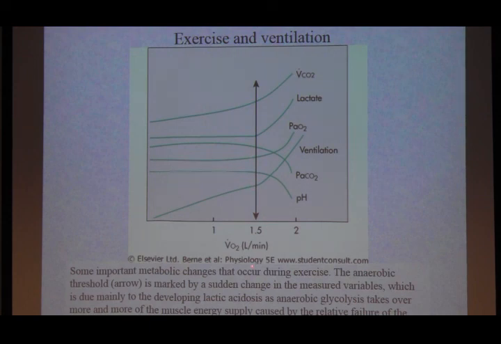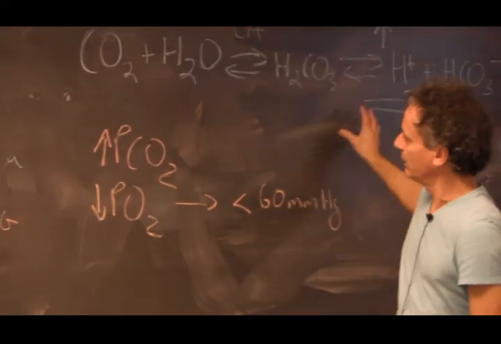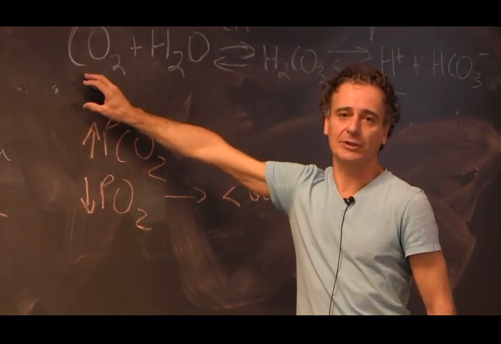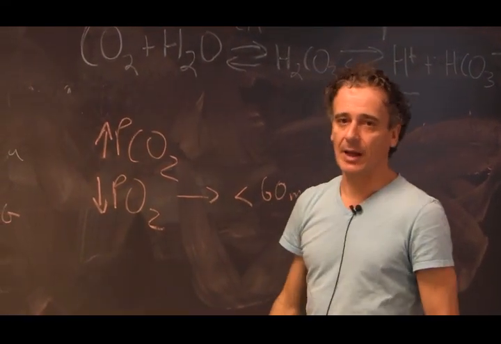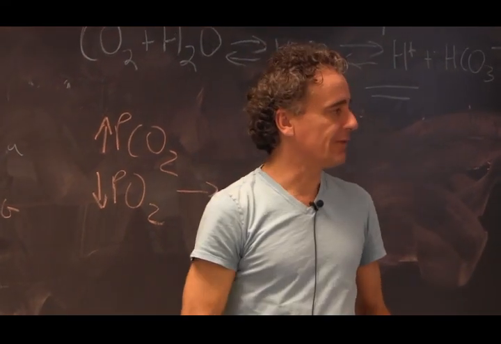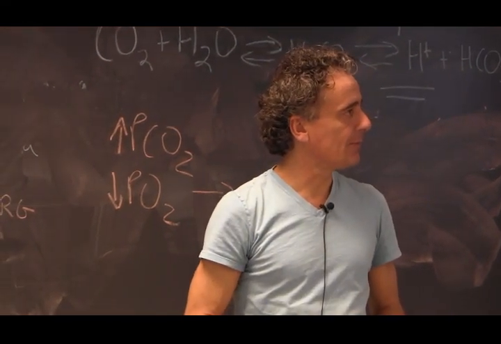Once you get to the lactate threshold, however, the major reason for this big increase in ventilation is the elimination of acid, okay, that is being generated by lactic acid production, and the increased production of CO2 in plasma, which really stimulates the ventilatory response.